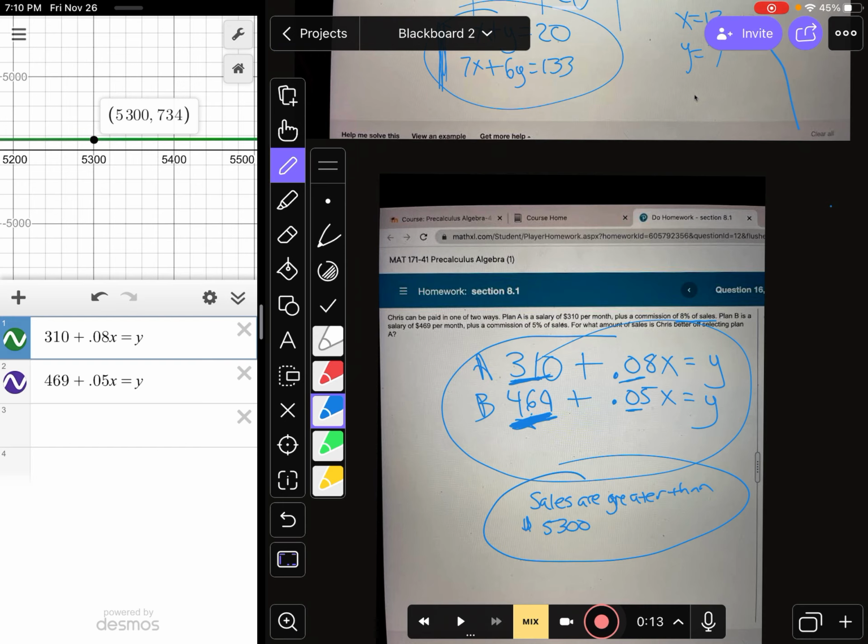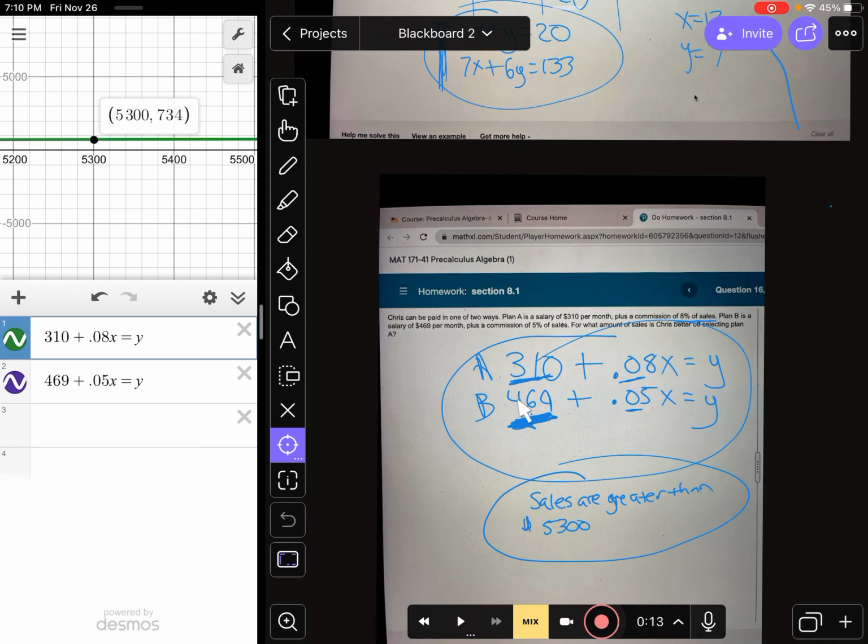Okay. So the reasoning there was plan B starts off at a higher amount. It starts off at 469, whereas plan A starts at 310. So initially, when he doesn't sell very much, plan B is better. But as you can see, plan A goes up faster, that's your slope, than plan B. So eventually plan A will surpass plan B. And where will it happen? It will happen when cells are greater than 5,300, which you find out by finding your point of intersection. Okay, but that's your answer.